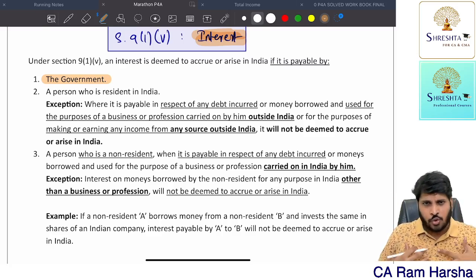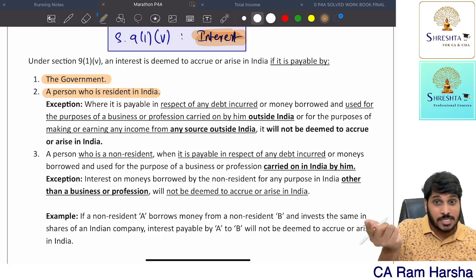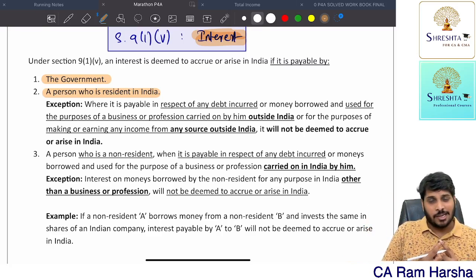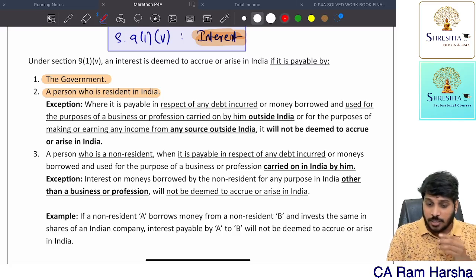Suppose you are a non-resident. I am a non-resident. I am getting interest income. From whom? From a person resident in India. A person who is residing in India is paying me interest. So, I gave a loan. He is paying me interest. Now, will that be treated as Indian income? Is the source of income in India? Straight away, no. Let us look at what they are saying.